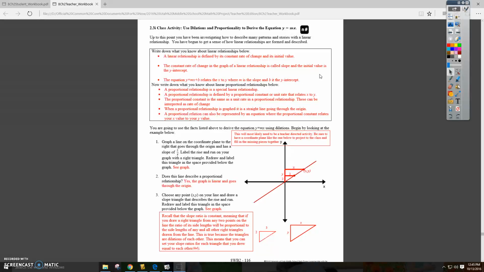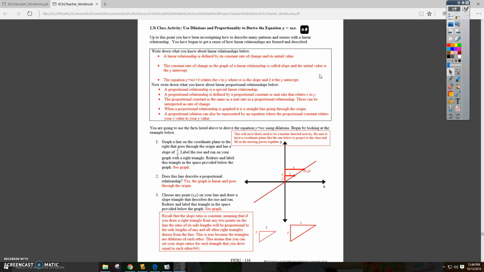Number two, the constant rate of change in the graph of a linear relationship is called slope, and the initial value is the y-intercept. So that's basically what I said on the first one. So go ahead and write, rate of change is slope, initial value is y-intercept, and finally we have the third one. The equation y equals mx plus b relates the x to y, where m is the slope and b is the y-intercept.